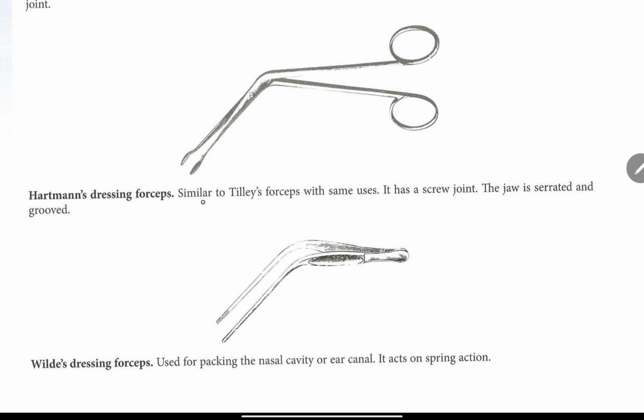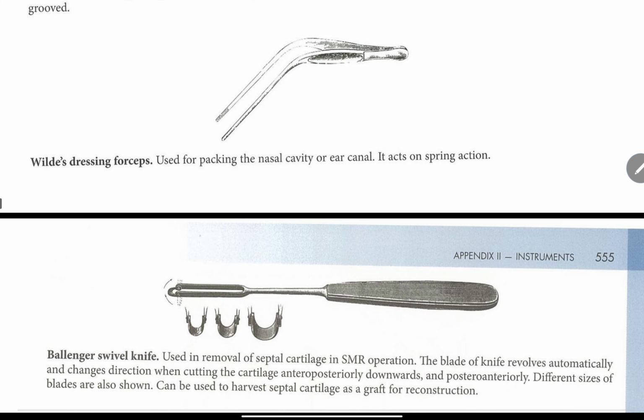Hartmann's dressing forceps is similar to Tilley's forceps with the same uses. It has a screw joint. The jaw is serrated and grooved. Weil's dressing forceps is used for packing the nasal cavity or ear canal. It has a spring-on action.